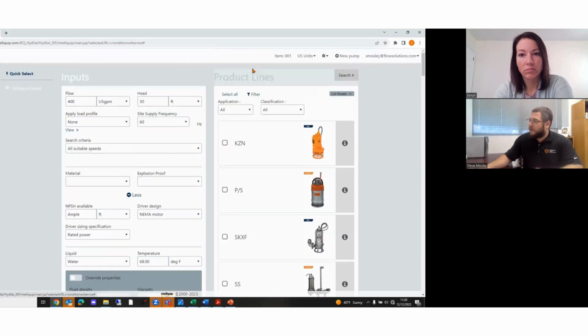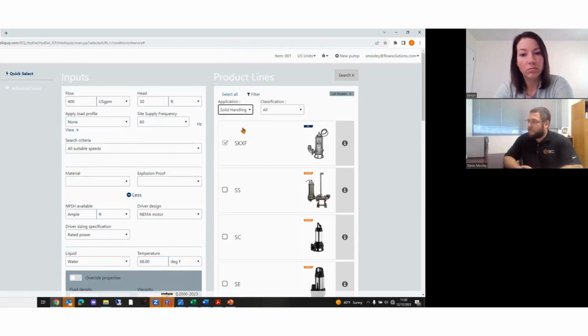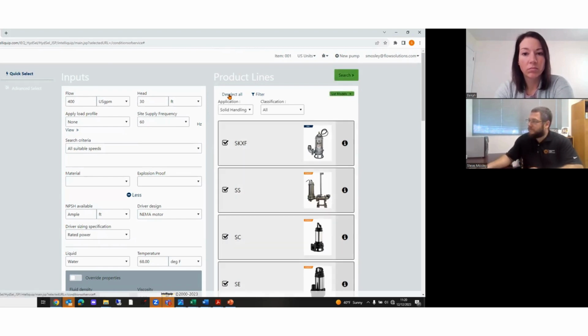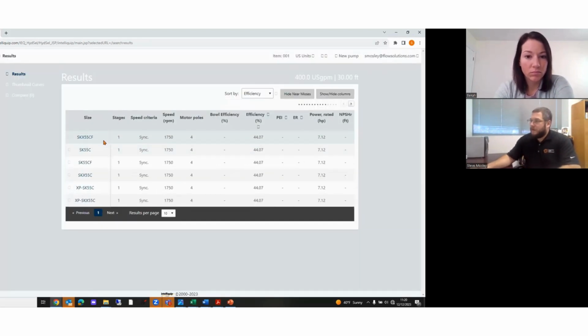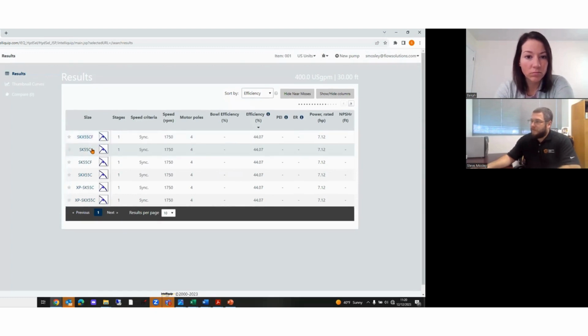And we can also add a filter for the application. By picking the solids handling application filter, this selector will show us only pumps which can handle municipal wastewater solids. Select all and go through a search. And within the system, it is now pulling up every offering that Industrial Flow Solutions has that can meet that operating point. We just need a standard cast iron pump, so we'll choose our SK55C.